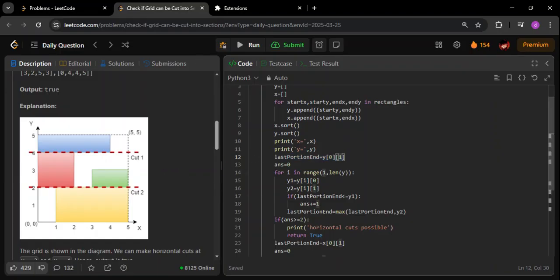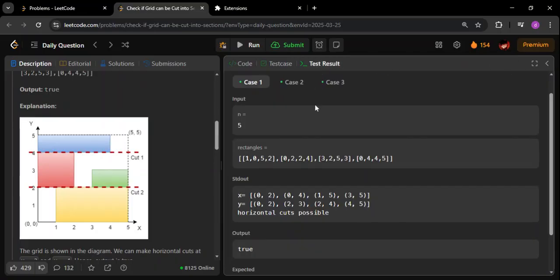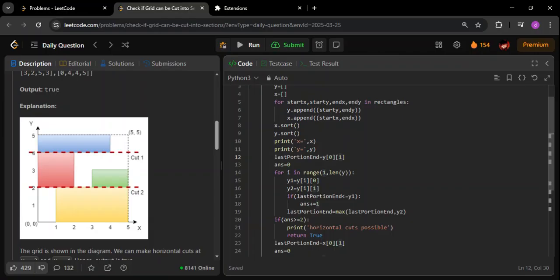Now what I'm doing is very simple. The idea here is, for example, this is the y. So this we will store it, and then from index number one we'll start the processing till the last index. That is the basic idea. For the first index number 0, I'm taking the last value, which I'm calling the last portion, and I'm making answer equal to 0, and then I'm starting from index number 1 till index number length of y minus 1.